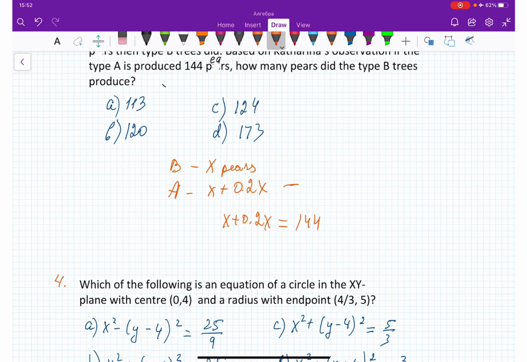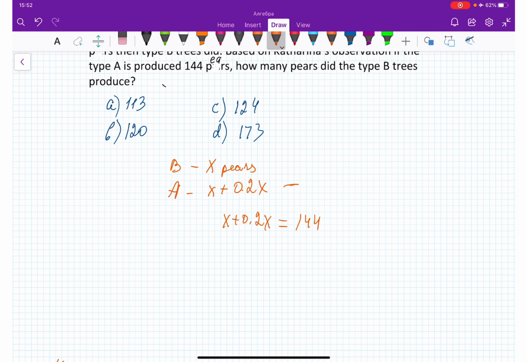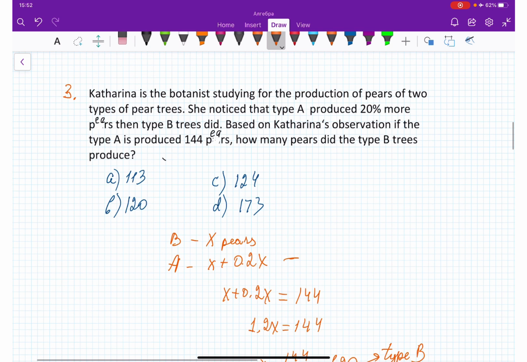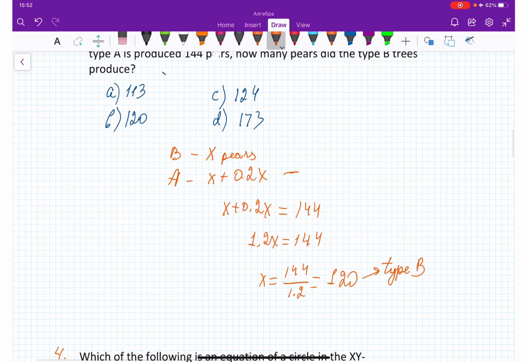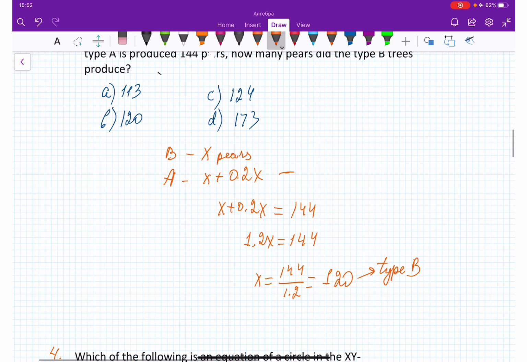So from here, we have 1.2x is equal to 144, right? X is equal to 144 divided by 1.2, and that's equal to 120. And this is for type B. Since it doesn't ask for type A, we are not going to calculate it. It's asking only for B, and B is going to be 120. And we are done. Next question.